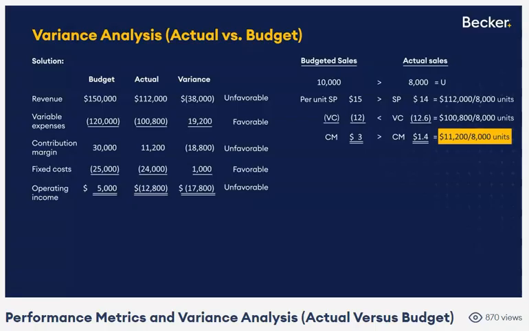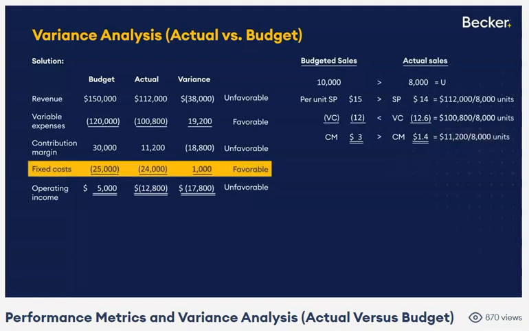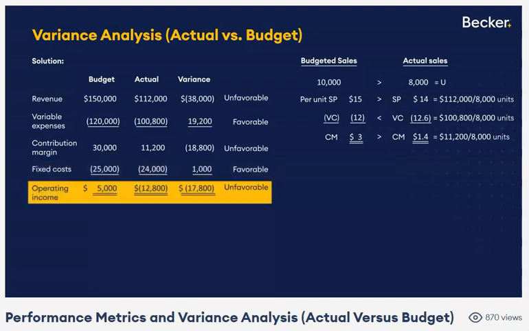All unfavorable. The only thing that we can really compare here, apples to apples, is the fixed costs. The budgeted fixed costs were 25,000. The actual were 24, so that looks favorable. Okay, so that number I believe. Bottom line operating income, horrible. Since the sales volume and the selling price per unit were lower.